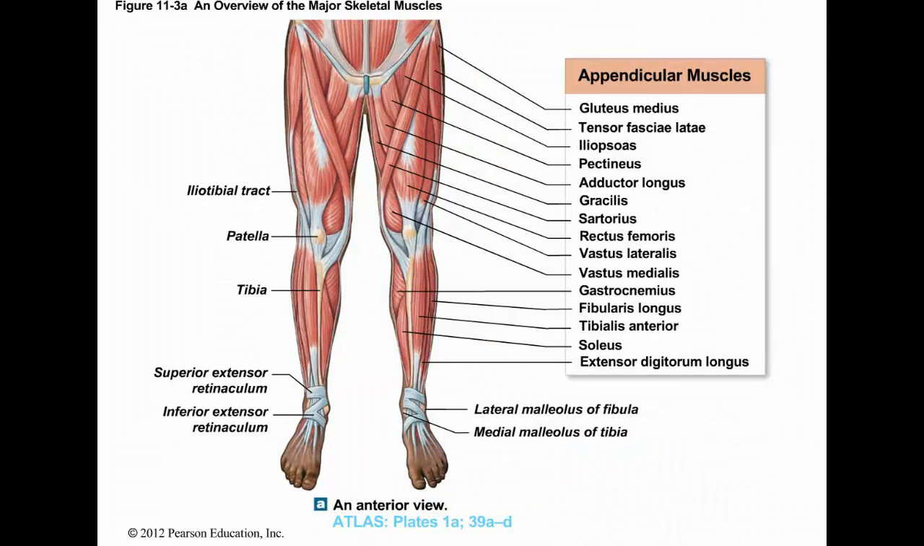Now looking at the appendicular muscles of the legs. Moving from the hip downwards, we've got gluteus medius on the front, tensor fasciae latae, the iliopsoas, the pectineus, adductor longus, gracilis, the sartorius, rectus femoris, vastus lateralis, vastus medialis, now in the lower leg, gastrocnemius, fibularis longus, tibialis anterior, soleus, and extensor digitorum longus. That one goes to the long toe, long toe, great toe.